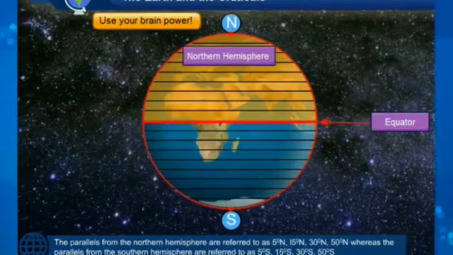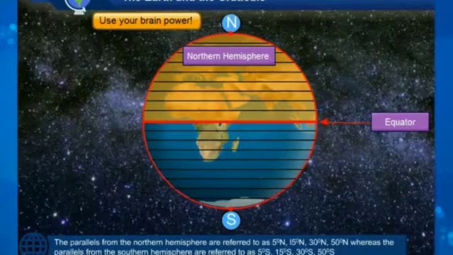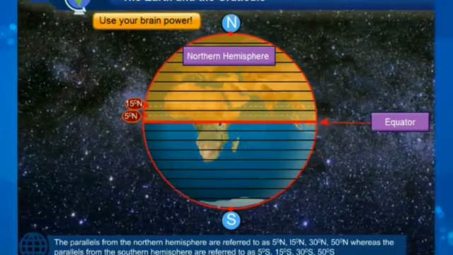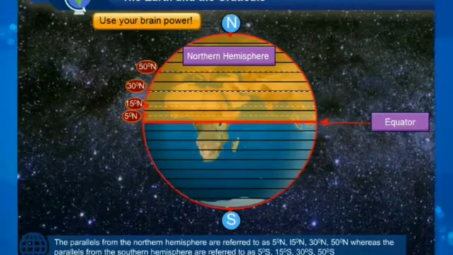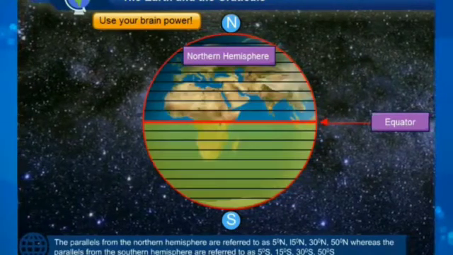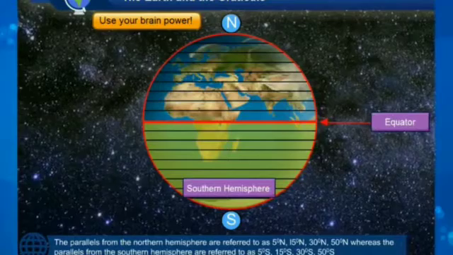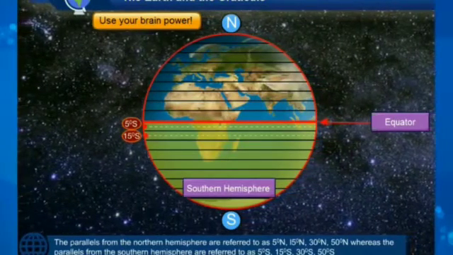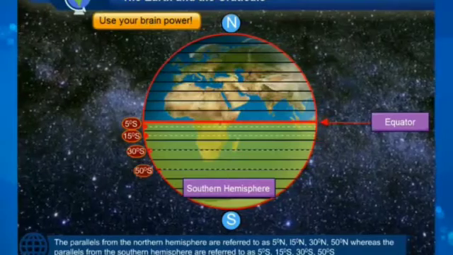The parallels from the northern hemisphere are referred to as 5-degree north, 15-degree north, 30-degree north, 50-degree north, whereas the parallels to the southern hemisphere are referred to as 5 degrees south, 15 degrees south, 30 degrees south, 50 degrees south.